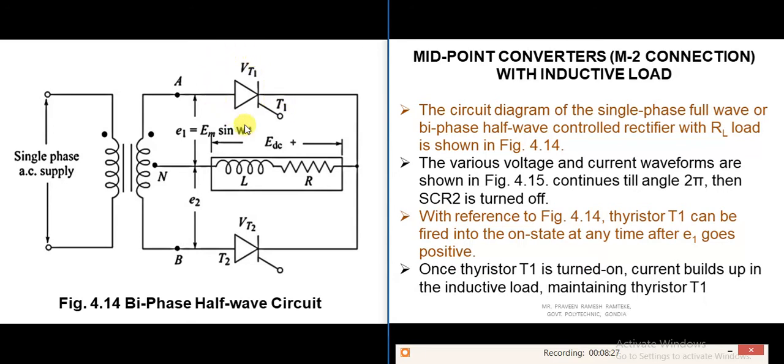Once SCR T1 is turned on, the current builds up in the inductive load. As soon as the positive half cycle comes across this SCR, it gets forward biased. As it is forward biased, and when we apply the triggering pulse at this gate terminal, SCR T1 will turn on. When SCR T1 turns on, the current will start flowing through this SCR, and hence the current will start building up across the inductor.